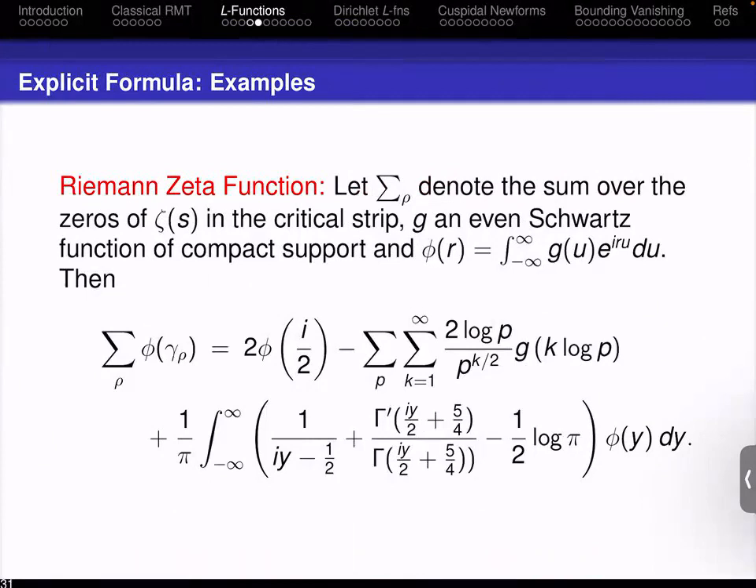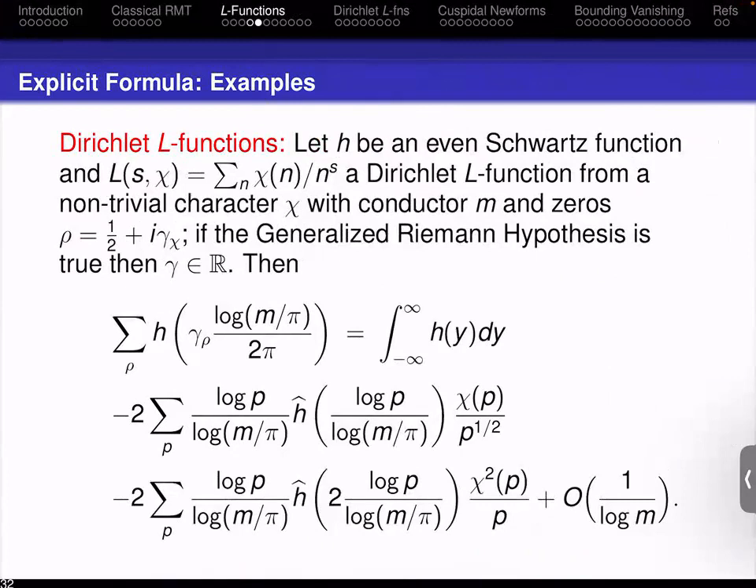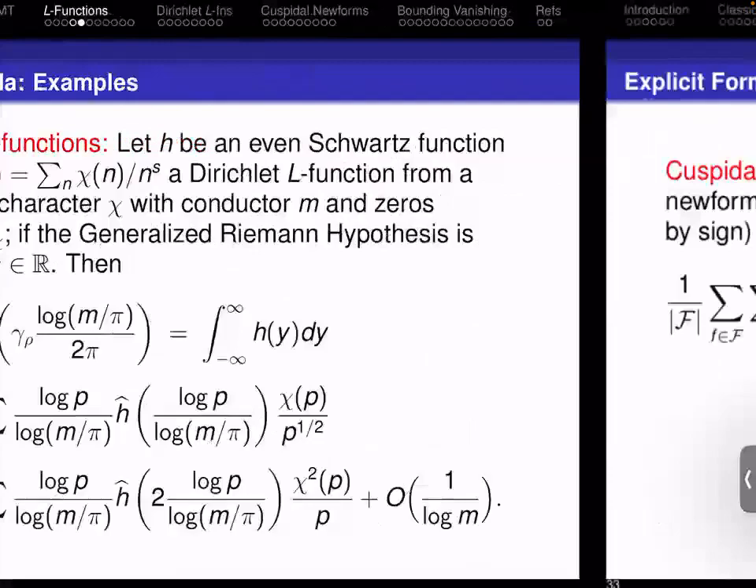If I look at Dirichlet L-functions, I get a slightly different explicit formula where chi of p is basically what I was calling the a_f(n) before. So we'll talk a little bit more about those shortly. But the idea is this is the analog of the eigenvalue trace lemma. And it's going to be very tractable computations. I'll skip the cuspidal newforms.